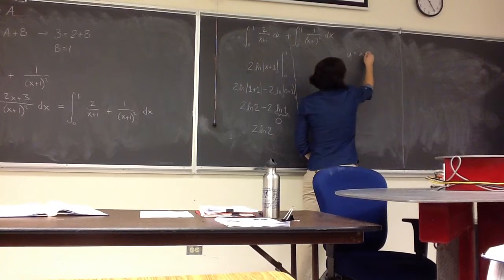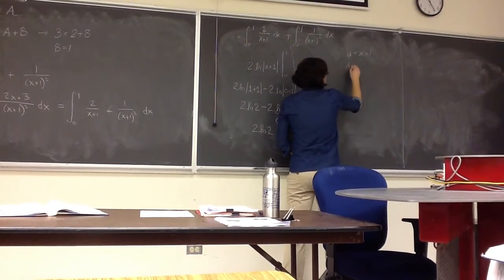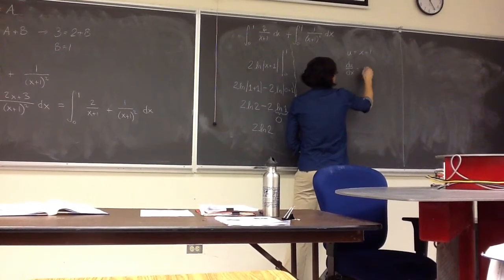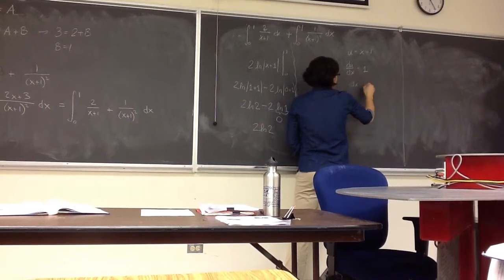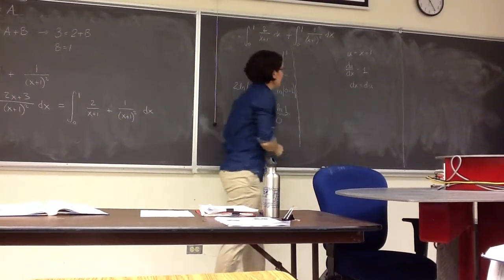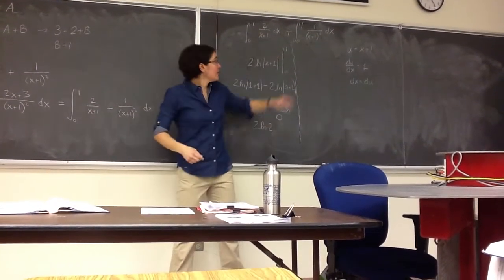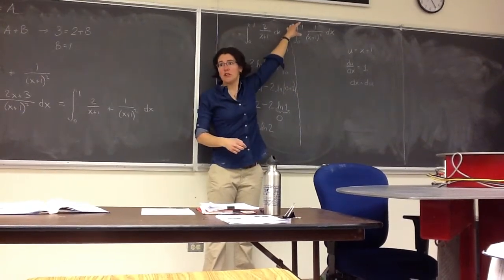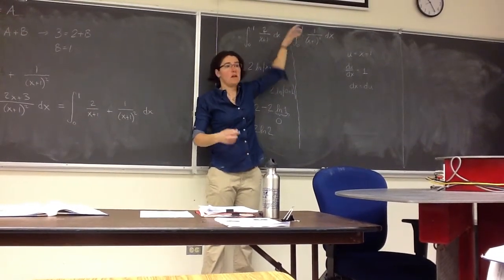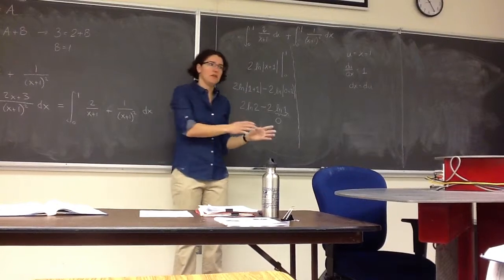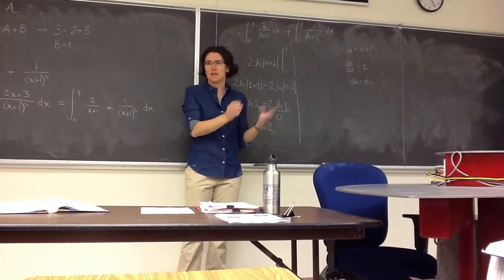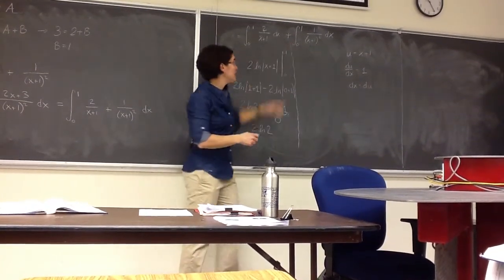So we'll let our u be equal to x plus 1. Our du over dx will be 1, so dx is equal to du. And because I have a definite integral, I'm going to want to change my boundaries. And again, if you choose to, you can make it into an indefinite integral, solve it, turn it back into x's, and use the x boundaries. I'm going to go ahead and change the boundaries.